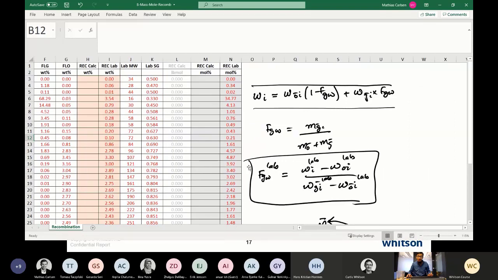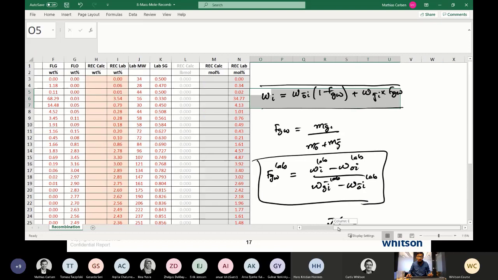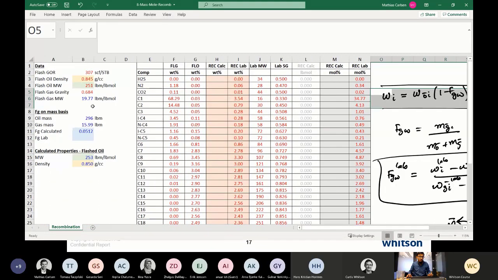That's the calculated FG, and we can also calculate the lab reported FG, which is this equation here. And this is rearranging this equation here, which we showed in the PowerPoint. So just rearrange it for the FGW, and then use the lab reported compositions to calculate the lab reported FG. And we can just take one component. Usually methane is good enough because it has the highest amount with more significant digits. So let's take that here.